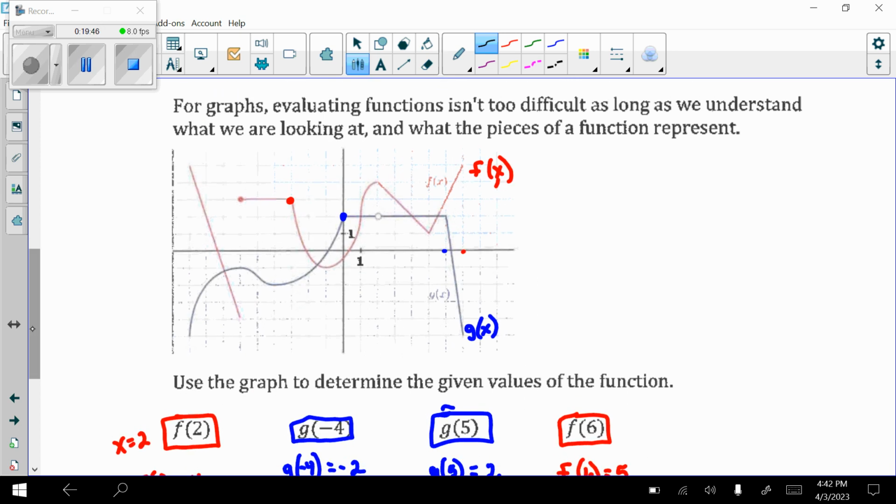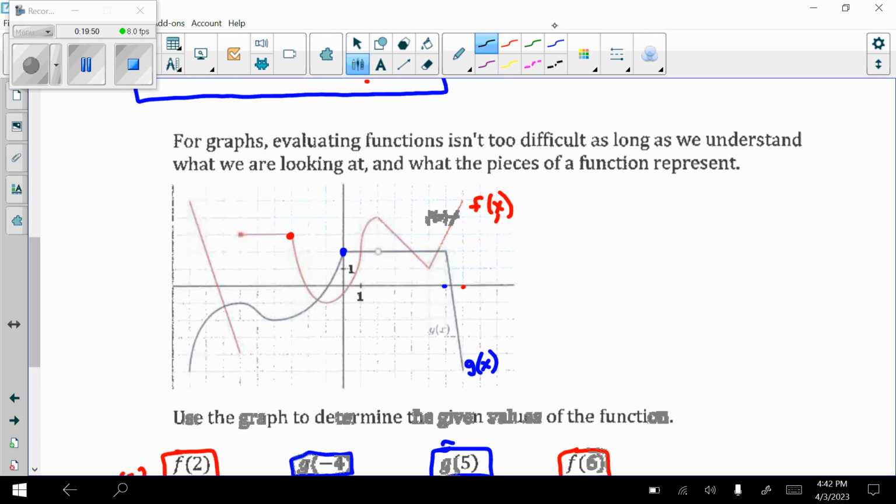f of negative 6, yes, f of negative 6. So I'm looking at my red function. So f of negative 6 is going to be over here, 1, 2, 3, 4, 5, 6, I believe. I can't really tell from my graph. It's kind of hard to see on my example here. So we'll call f of negative 6, 1, 2, 3, 4, 5, 6. Okay, so looking at it again, it is this point right here. So f of negative 6 is equal to 3.